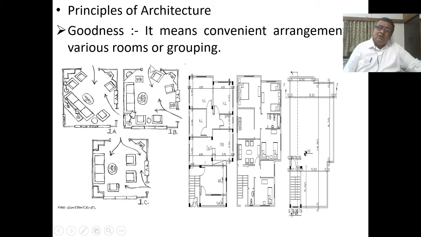but only one way from this entrance. Now the whole arrangement of the furniture is kept parallel to the wall, immediately next to it. So we have ample movement from both entrances. So this is called goodness.